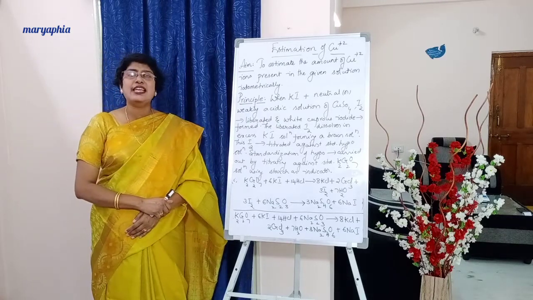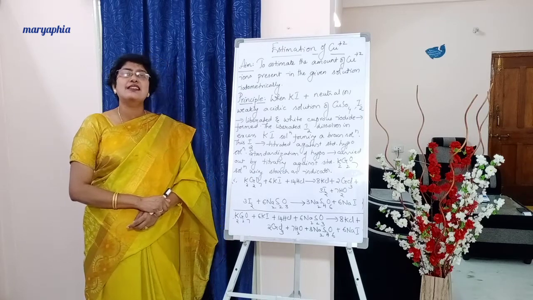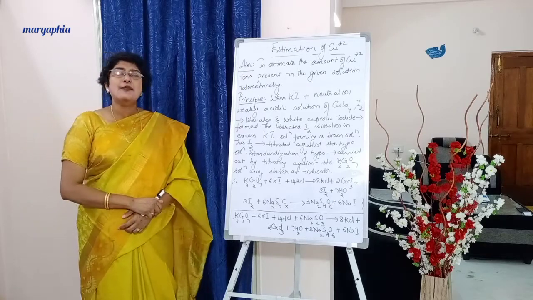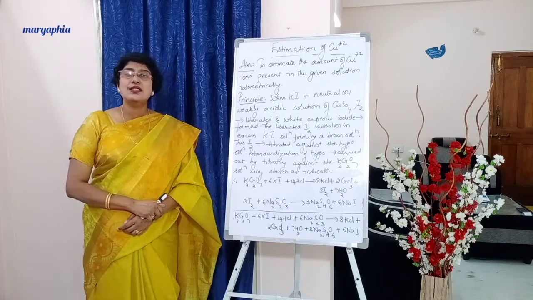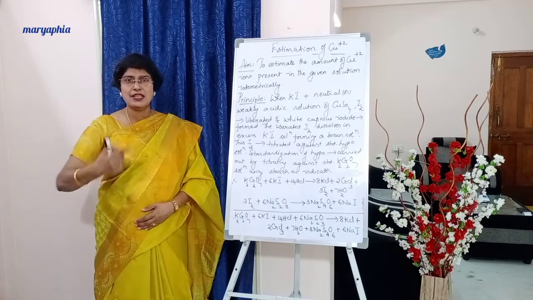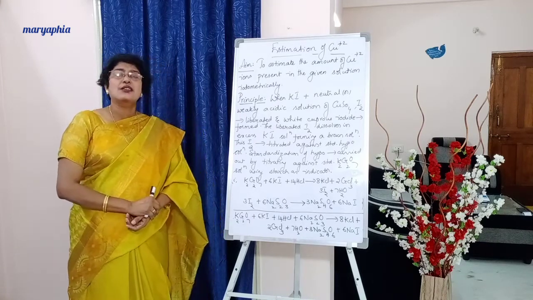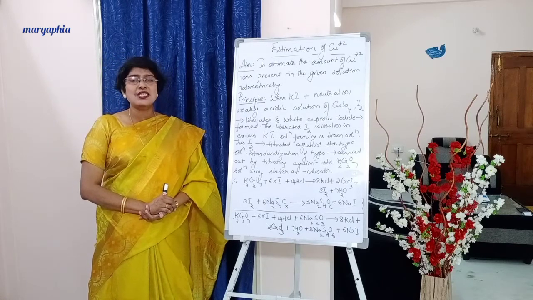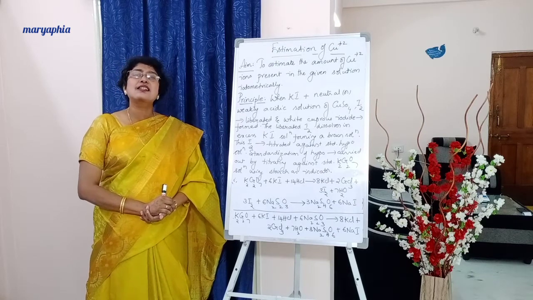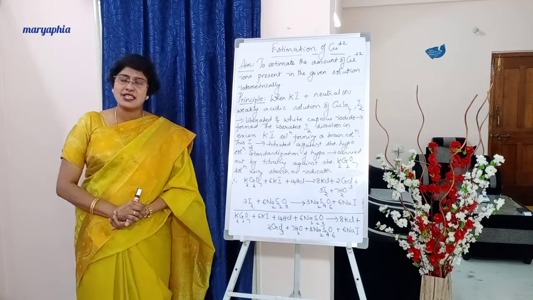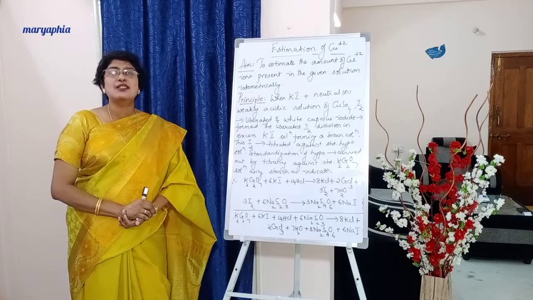by titrating against standard potassium dichromate solution. Students, we know about this potassium dichromate, which forms the primary standard solution. In the previous two experiments we have learned that, right? So here also hypo is standardized by titrating with standard potassium dichromate solution using starch as the indicator. Okay, so in this experiment the indicator is starch. Full stop.